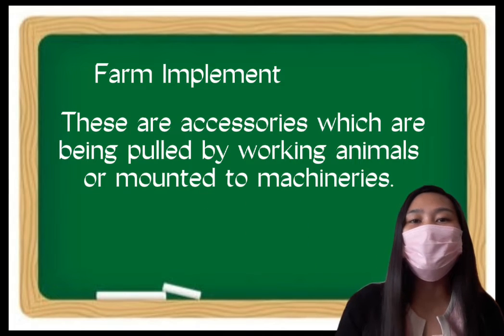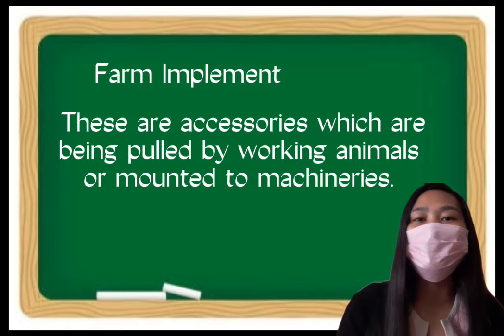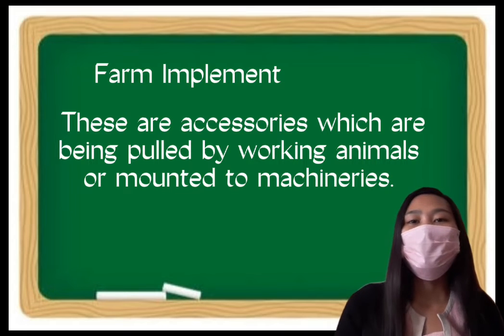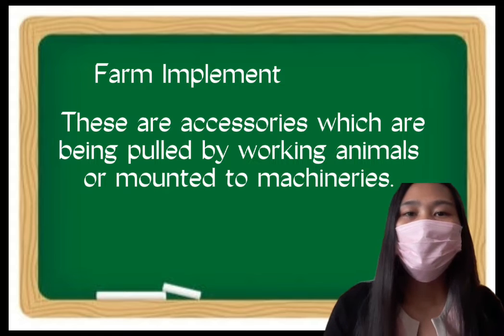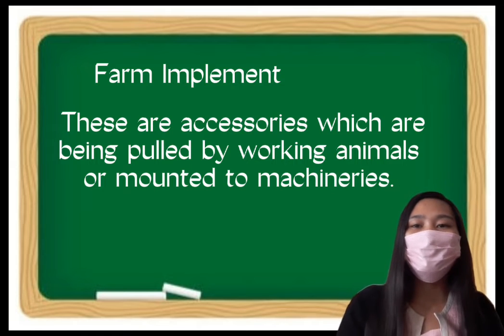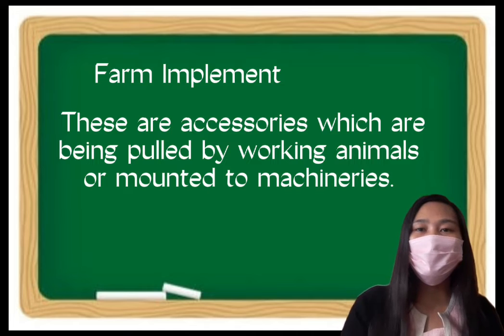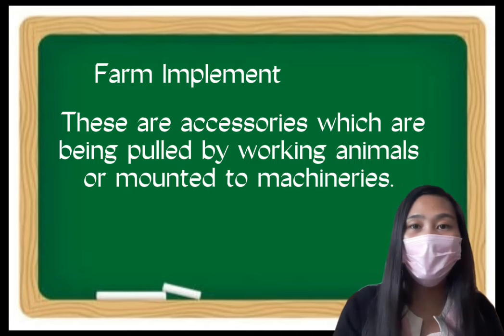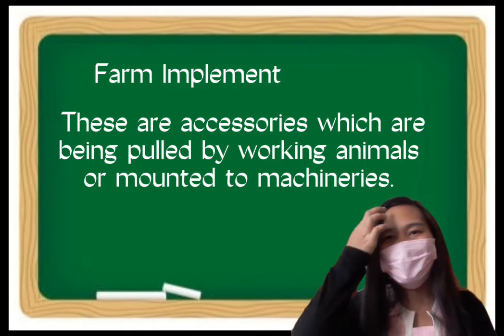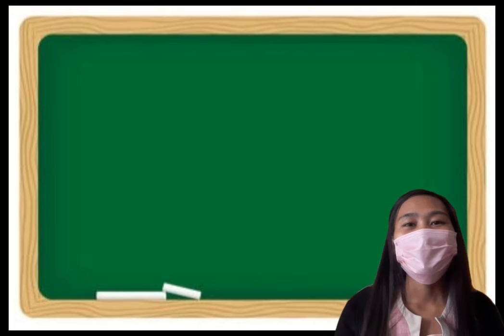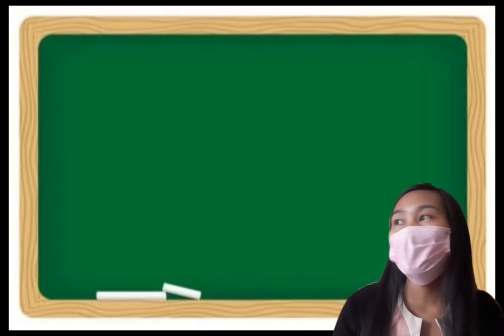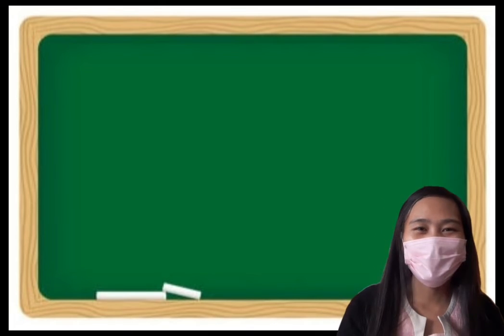Farm implements are the accessories which are pulled by working animals or mounted to machineries, which are usually used in preparation of wet land. These are usually made of a special kind of metal. These are the examples of farm implements.